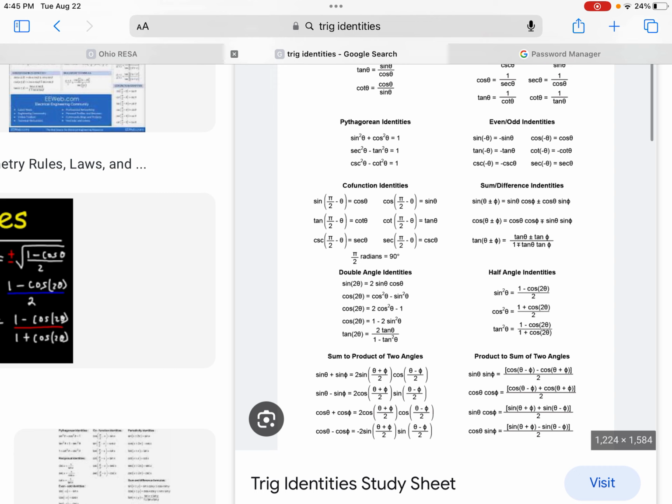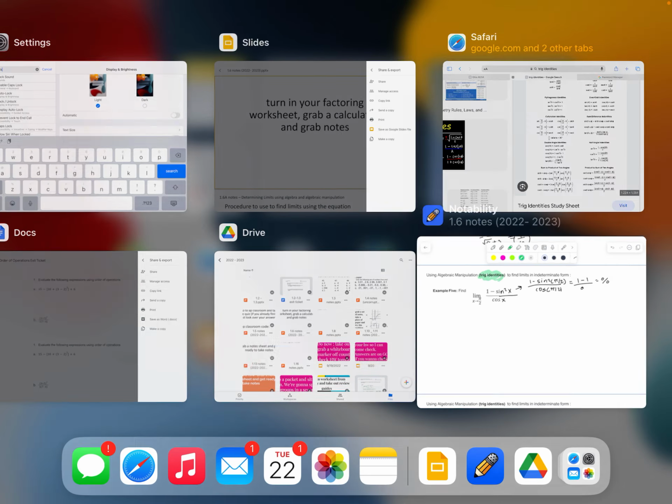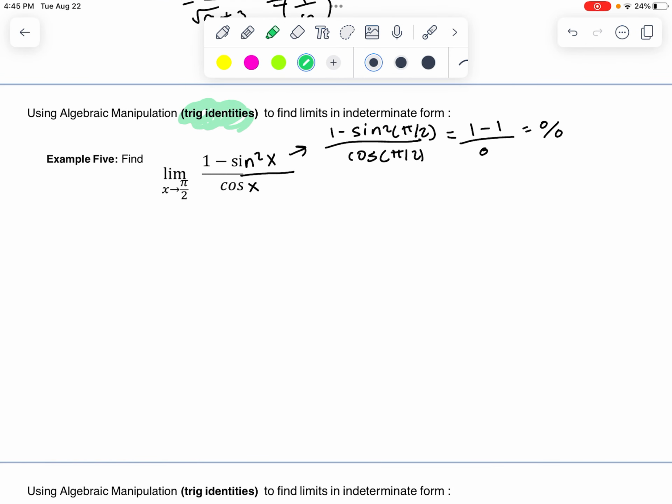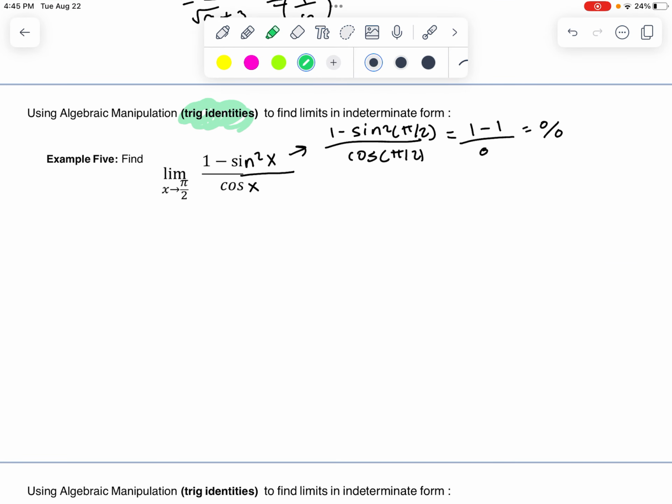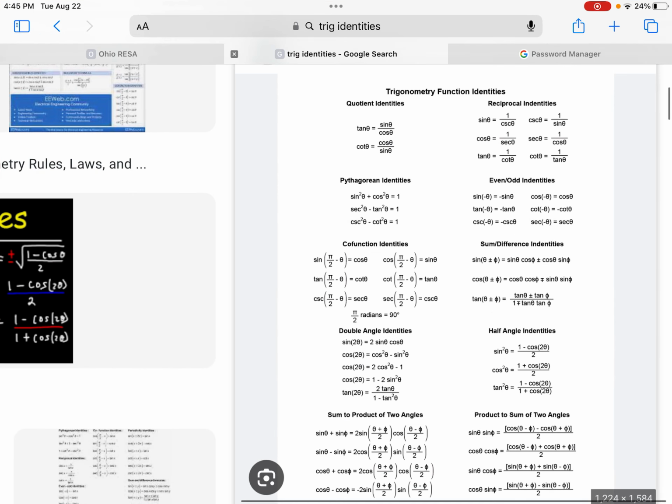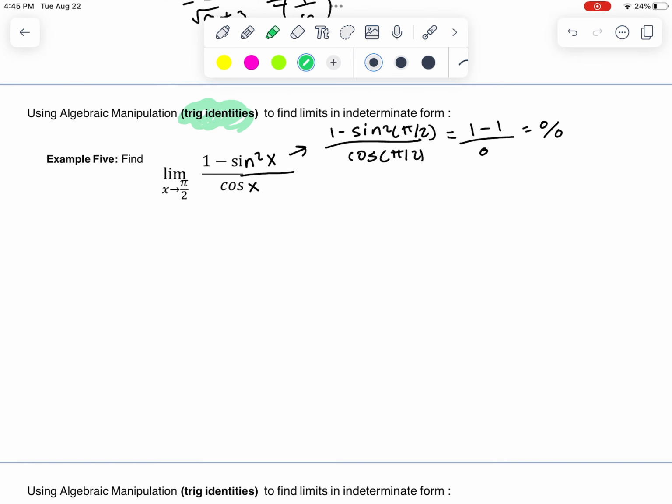So I can't show you right now, but the sum and difference and then the double angle identities are fair game. And so the problem here is cosine, because cosine of pi over 2 equals 0. And that is what I'm trying to cancel out. So I need to somehow change this so I can get cosine to cancel out. And so I'm going back to my trig identities. And cosine of x, the only identity that it has is 1 over secant theta, but that doesn't really do anything for us. But I do have sine squared of x.